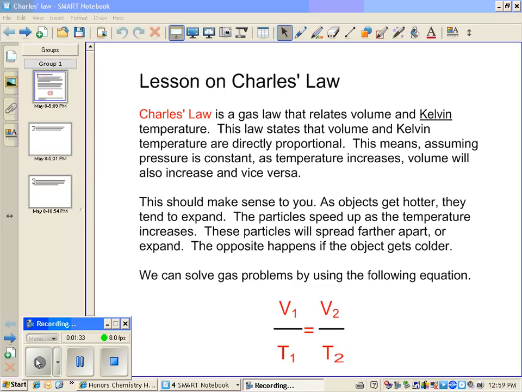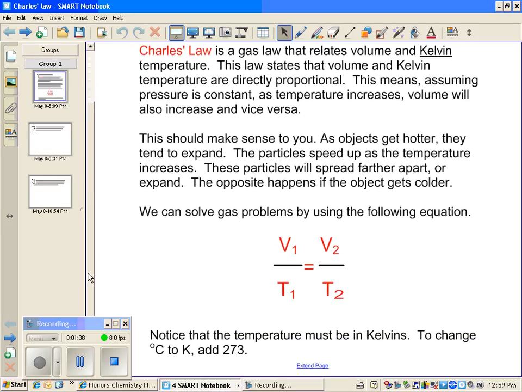Now, here's the problem with this. Well, I don't really know if it's a problem or not, but it's got to be in Kelvin temperature. So if I give you a temperature in degrees Celsius, you have to change it to Kelvin. If I give it to you in Kelvin, leave it. But if I give it to you in Celsius, change it to Kelvin. And let's face it, most thermometers measure in Fahrenheit or Celsius, not Kelvin. So almost every one of them you're going to have to change.